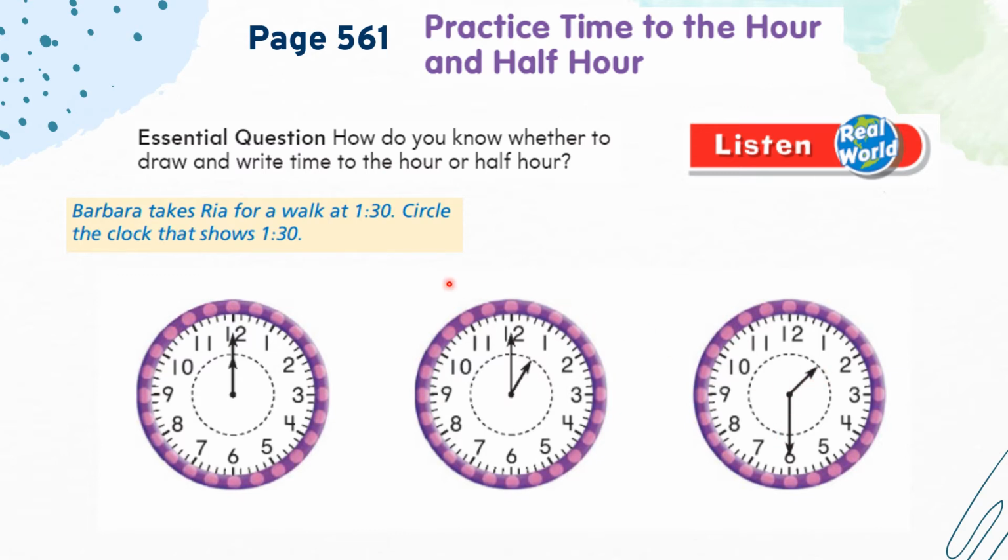1:30. Now which of the clocks shows 1:30? It is the third clock. Now this clock is showing 1:30 on the clock.